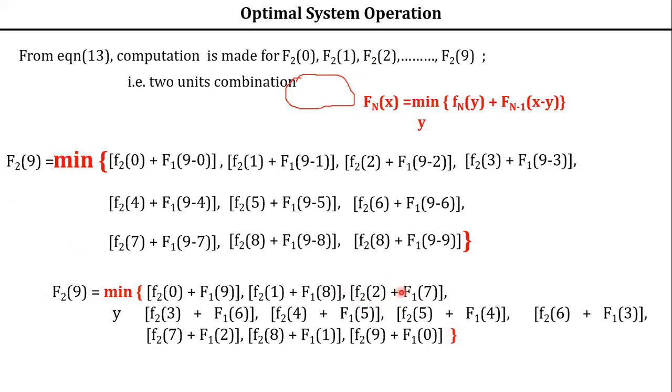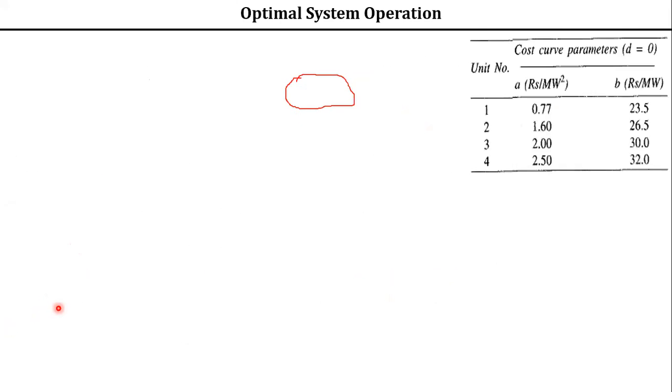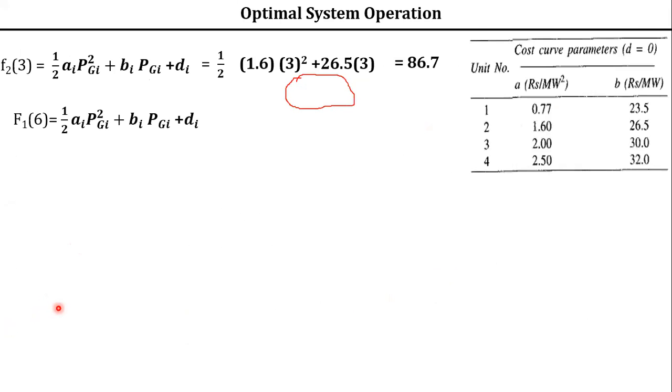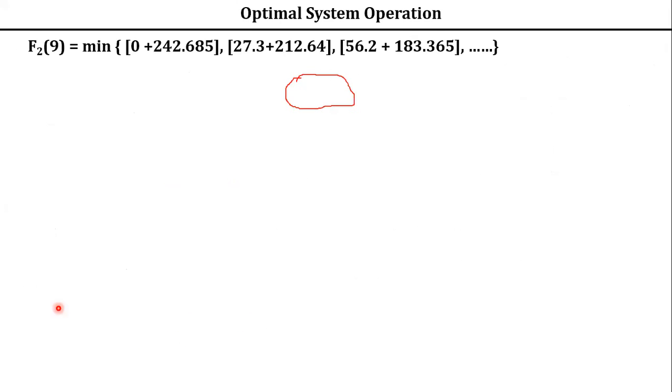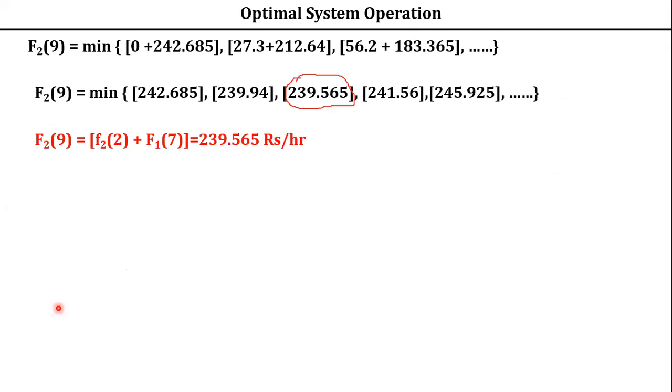Hope you understood that the minimum value is for this third combination for your f2 of 9. Let us go there and find out. You see here, the third combination for f2 is f2 of 2 plus f1 of 7. That is the value equal to f2 of 9. What is the value you got? 239.565. Understood? So this is the minimum cost.